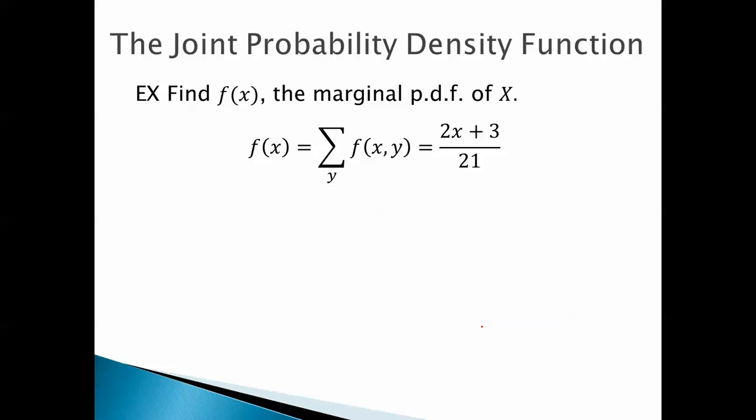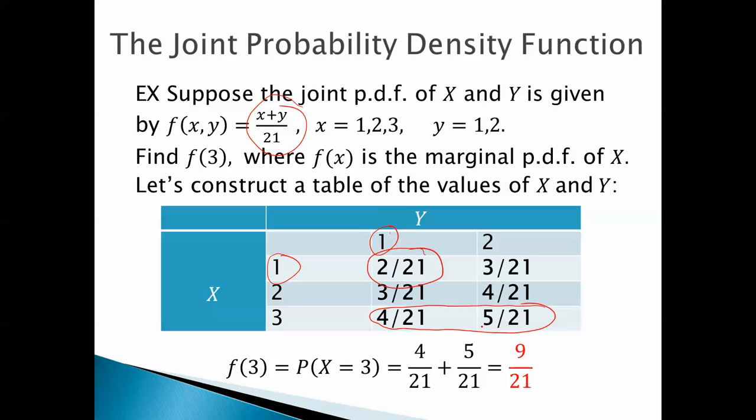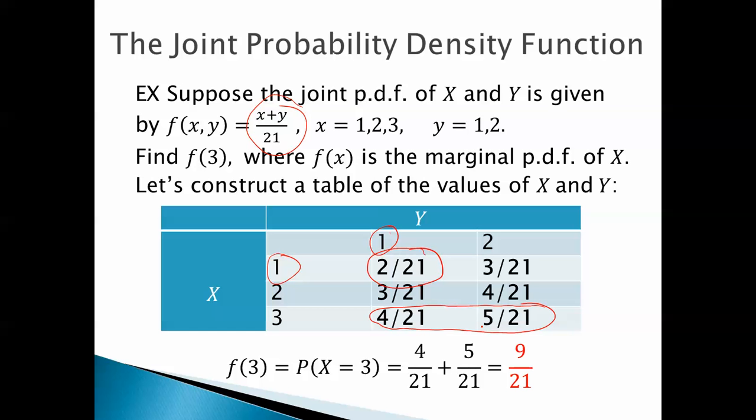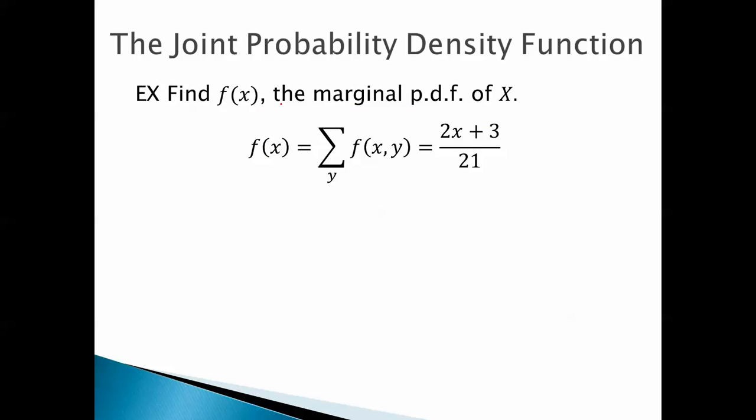In general, find f of x, the marginal PDF of x. Well, f of x is the sum over all y of f of x y, and that's just going to be (2x plus 3) over 21. And here's why. We're summing f of x y over all values of y. So first, we evaluate this when y equals 1, and we get (x plus 1) over 21. And then we evaluate it when y equals 2, and we get (x plus 2) over 21. So when you add those together, you end up with (2x plus 3) over 21.